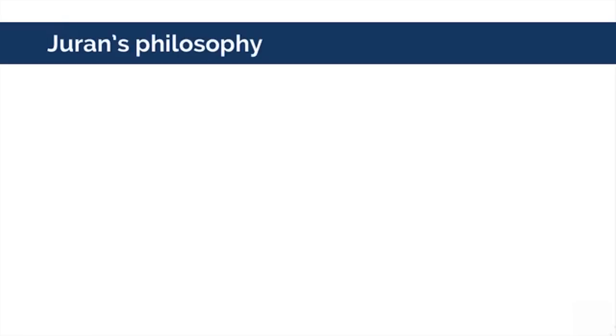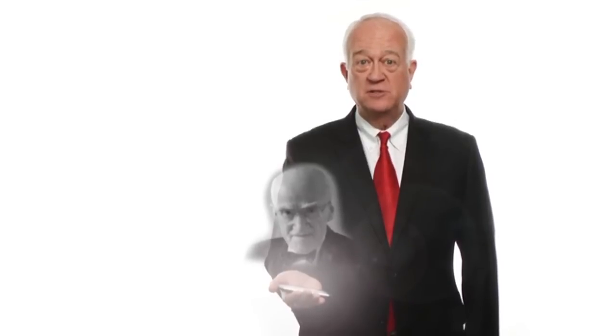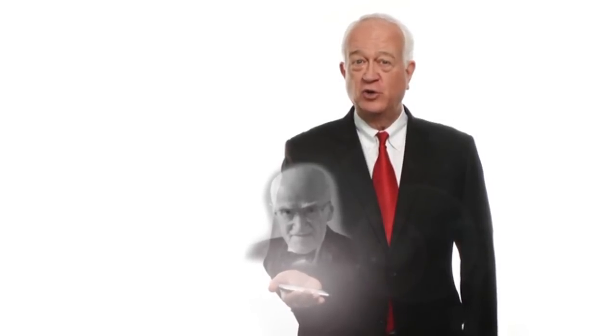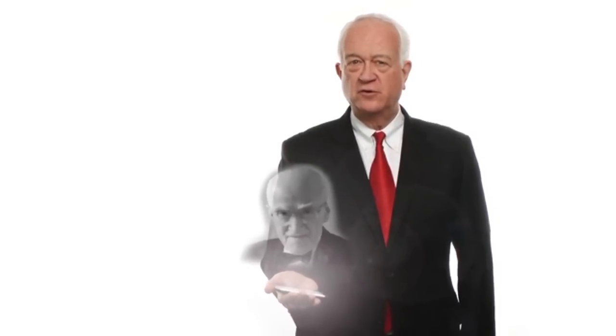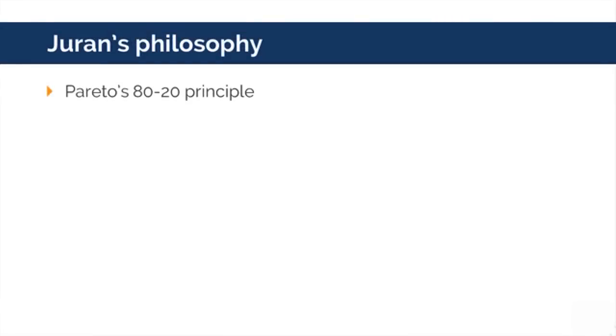Next, let's look at the principles of Juran's philosophy. Joseph Juran was a management consultant and engineer who developed a philosophy, the first principle of which suggests the use of the Pareto principle, or the 80-20 rule. According to this rule, 80% of quality improvement is possible by fixing 20% of problems. This rule separates the vital few from the trivial many.